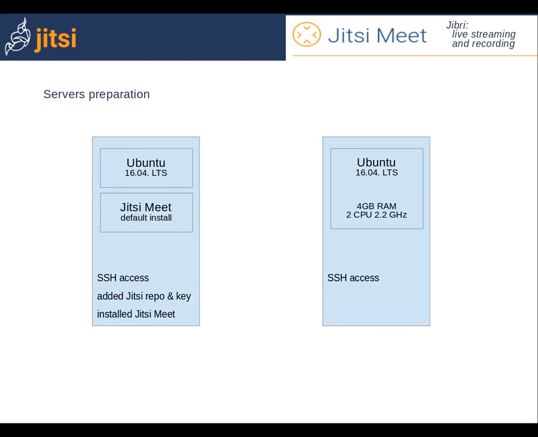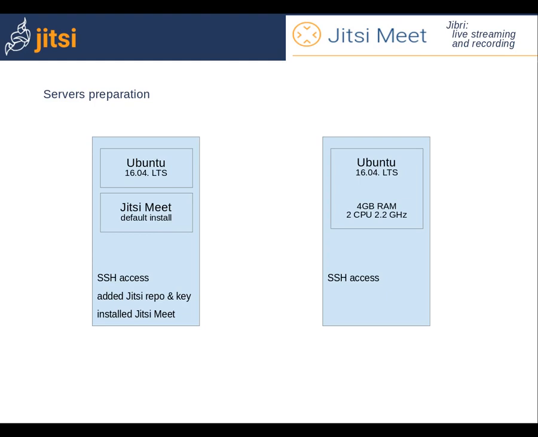Now let's go on and configure our Jitsi Meet instance for recording and streaming functionality by adding a Jibri machine. We already have 2 virtual servers with Ubuntu 16.04 Xenial Xerus LTS. We use the server edition. On the first one, we have installed Jitsi Meet as it comes by default with the Debian installation packages distributed by the Jitsi upstream. This server has a static public IP and the DNS name pointing at it.